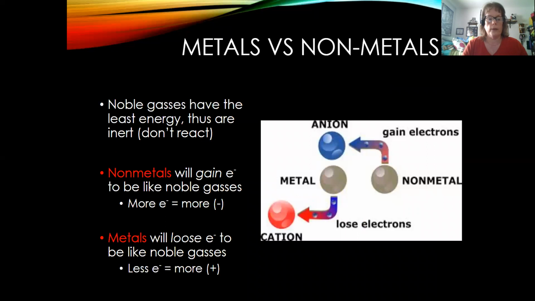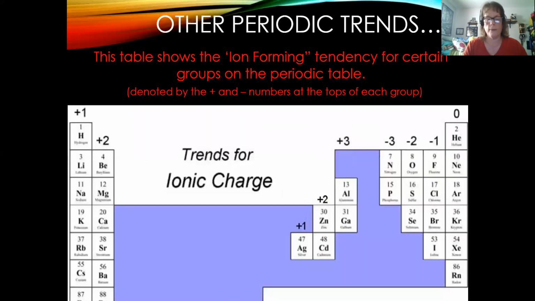Okay, looking at metals and non-metals, non-metals gain electrons to be more like noble gases. So the more electrons they have, the more negative they will be. So they tend to become anions, or negatively charged ions. And metals will lose their electrons real easy to be more like noble gases. So they have fewer electrons, which means they're going to be more positively charged, and they're going to be the ones that become the cations, or the positively charged ions.